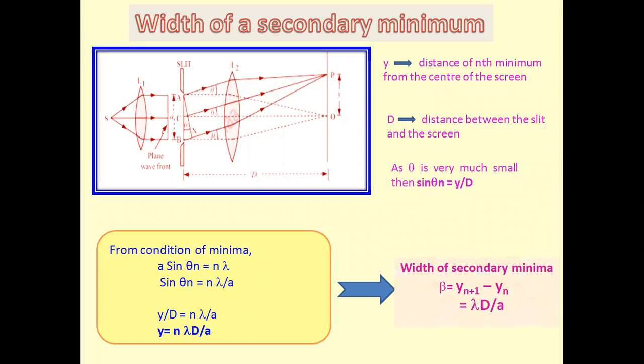Now the width of the secondary minima and secondary maxima. First, secondary minima. y is the distance of the nth minima from the center of the screen. From the condition of the minima, we get sin theta n is equal to n lambda by a, and if theta is very small, we get sin theta is equal to y by D. Equating both equations, we get the width of the secondary minima as lambda capital D by a. a is the slit width, D is the distance from the slit to the screen.